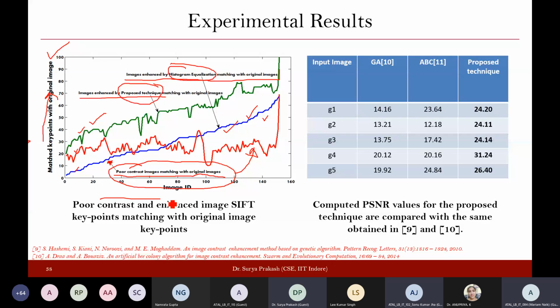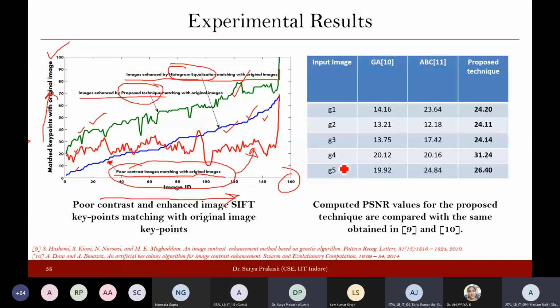On the x-axis, we have the images, right? This is the image ID, like we are considering, let's say, 160 images. So we have 160 images on the x-axis, and for every image, in these three different cases, how many matching points we are getting is plotted on the y-axis. Across all the images. Okay? So that also shows that the algorithm is performing well.